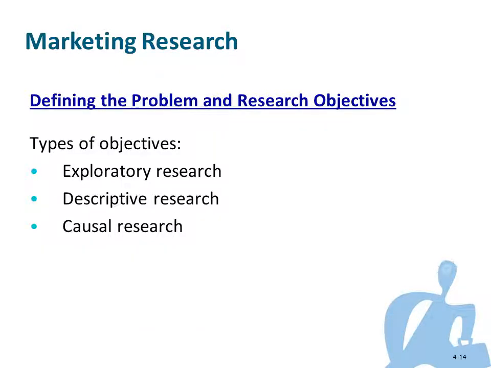In the first step, defining the problem and research objectives, the marketing managers and the researcher must work closely together to define the problem carefully and must agree on the research objectives. The manager understands the decision for which information is needed. The researcher understands marketing research and how to obtain this information.